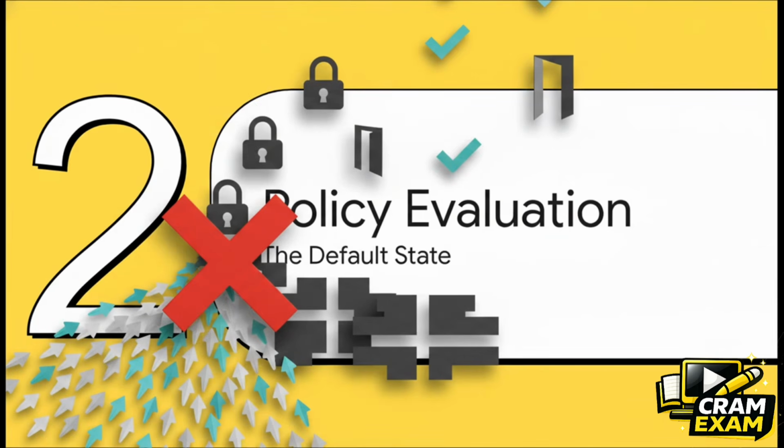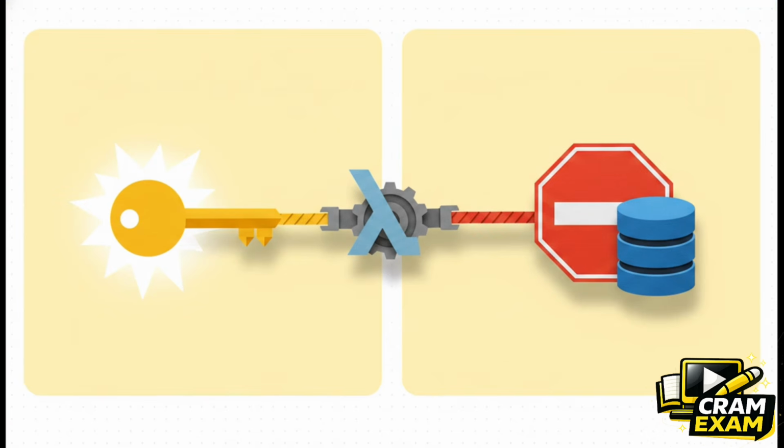Section 2. AWS Policy Evaluation Logic, the default state. So how does AWS evaluate these rules when your app is making thousands of API requests a second? Well, every single request across the account starts with an implicit deny by default. It's instantly blocked. But what if you have multiple policies in play?